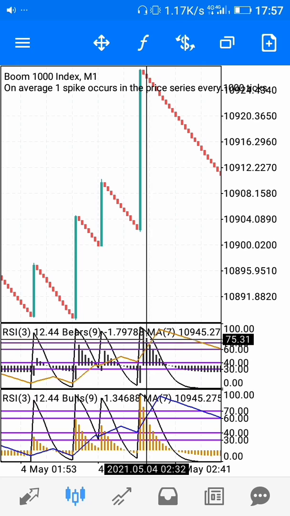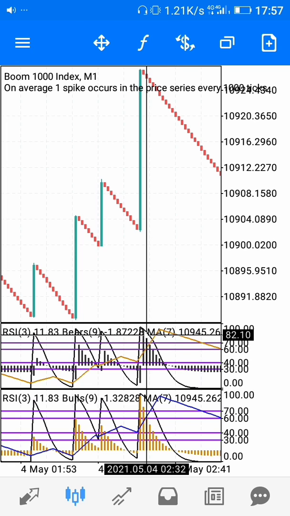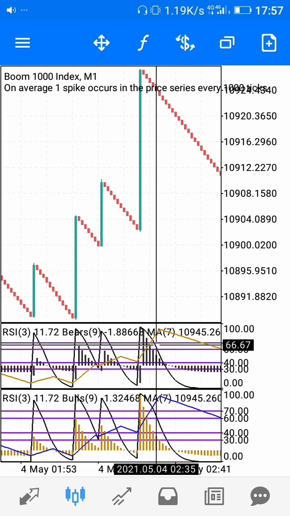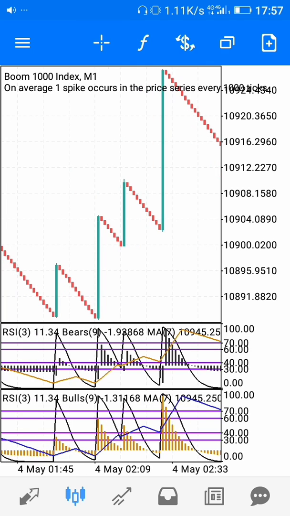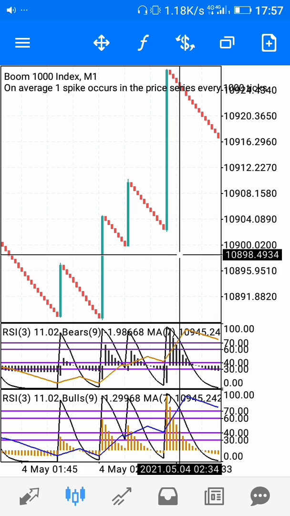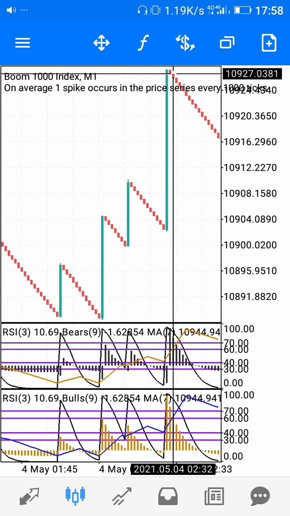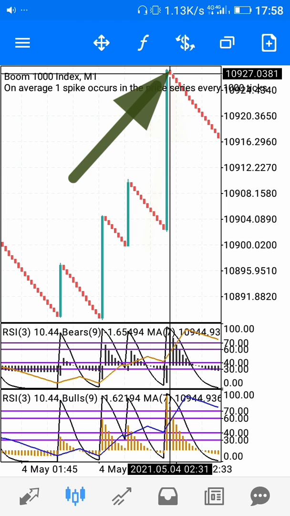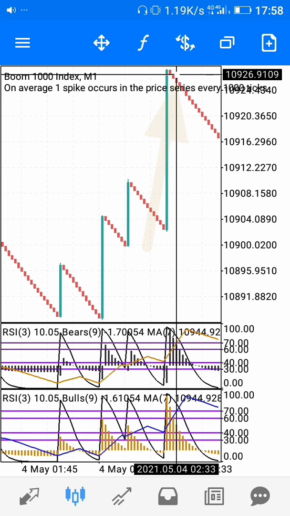And then the black relative strength index must cross the gold from up moving downward. That is for boom market. And at the point of that crossing, the crossing must take place between the first and third candlesticks. That is, you look at the main chart, the crossing must be between the first candlestick after a spike and the third candlestick after a spike.